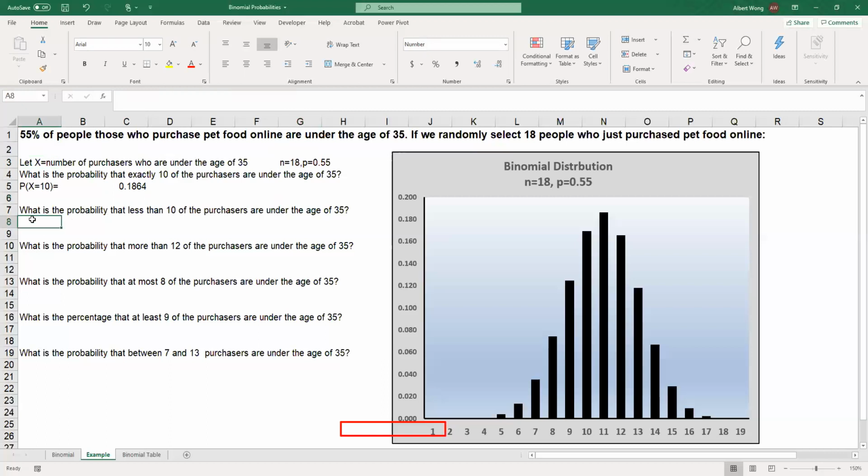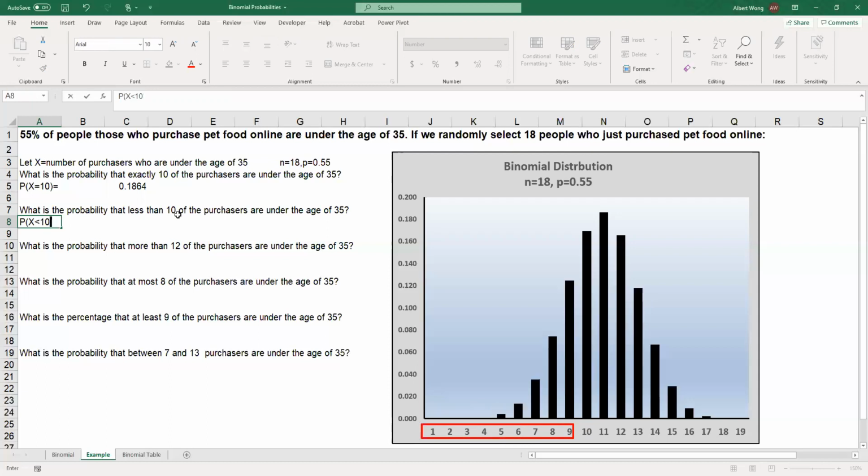Now, the next one, what is the probability that less than 10 of the purchasers are under the age of 35? Less than 10. So again, let's just look at the number axis. Less than 10 means from 0, because 0 is not in the graph, by the way, because it's too small, n is equal to 18. We should keep that in mind, all the way to 8, to 10, but 10 is not included because it's less than 10. So it's from 0 to 9. So this is actually x is less than 10, if we write it down mathematically.